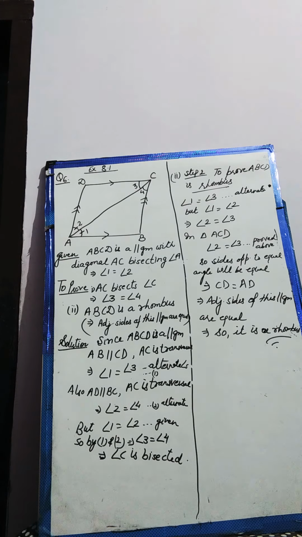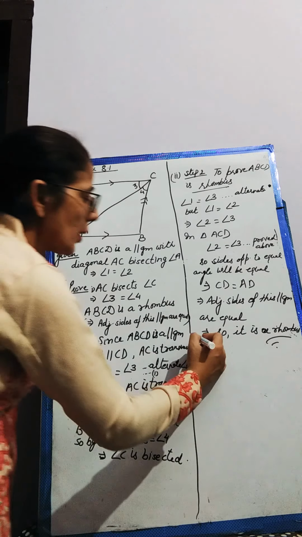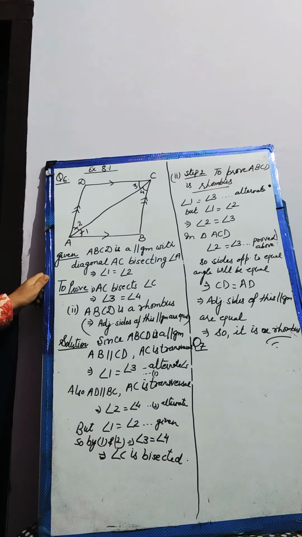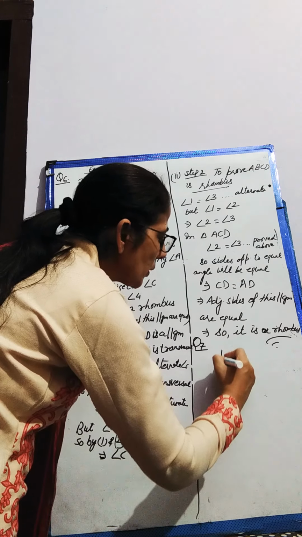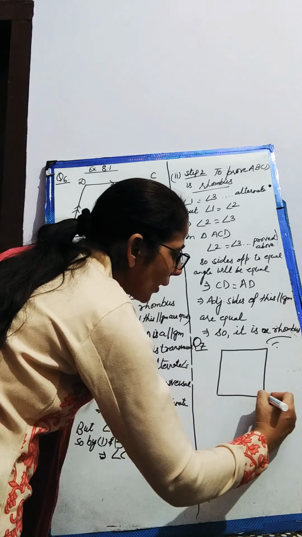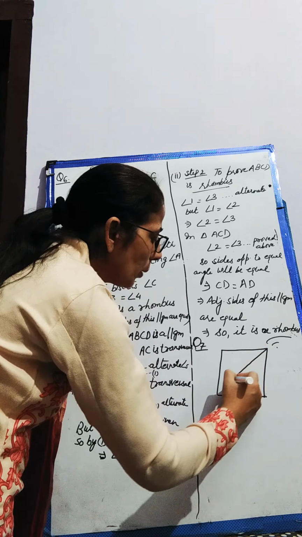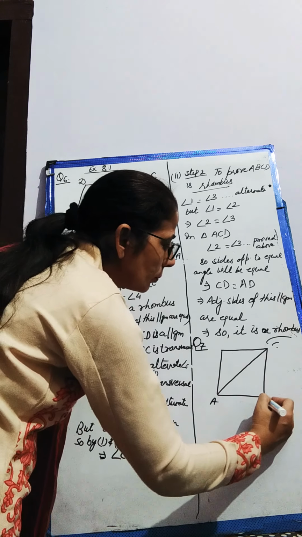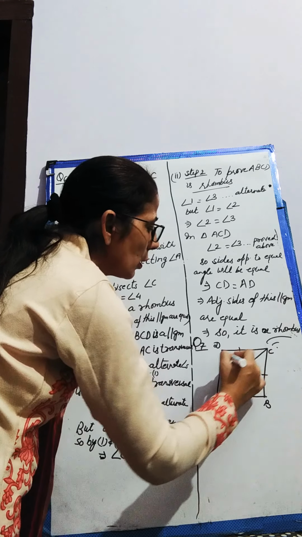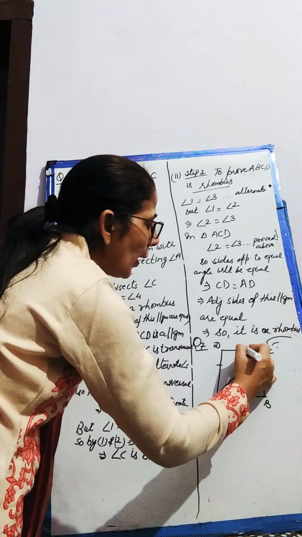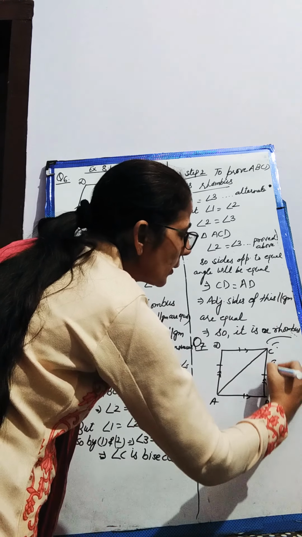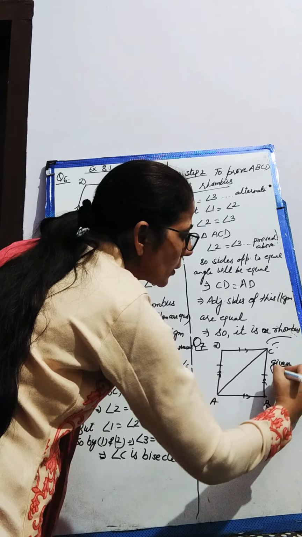Now let us do the next question. Question number 7. I am starting from here. Question 7: ABCD is a rhombus. ABCD is a rhombus means it is also a parallelogram and its adjacent sides are equal. Rhombus means all sides are equal and opposite sides are parallel. Right? So ABCD is a rhombus.